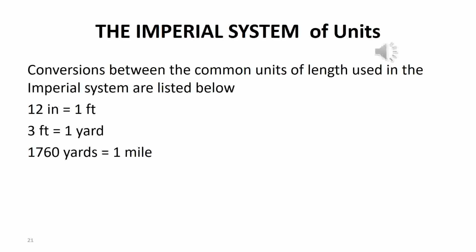Conversions between the common units of length used in the imperial system are listed below. 12 inches is 1 foot, 3 feet is 1 yard, 1,700 yards is 1 mile.